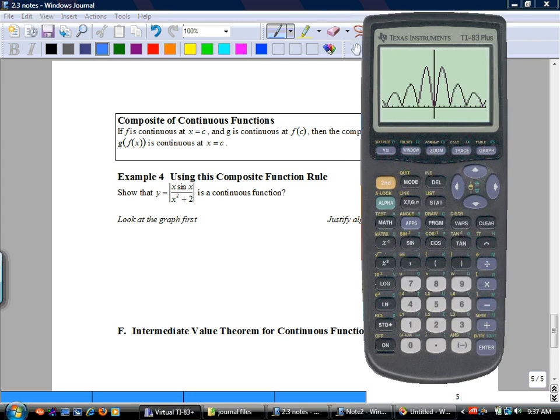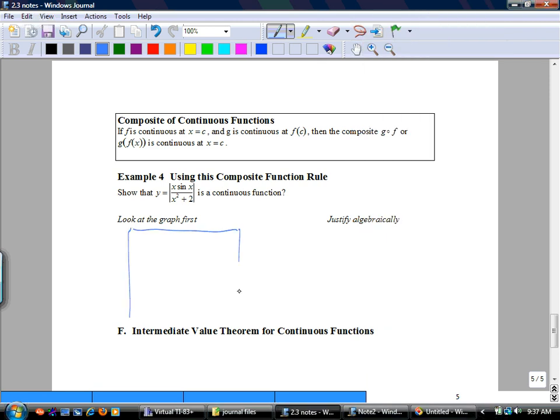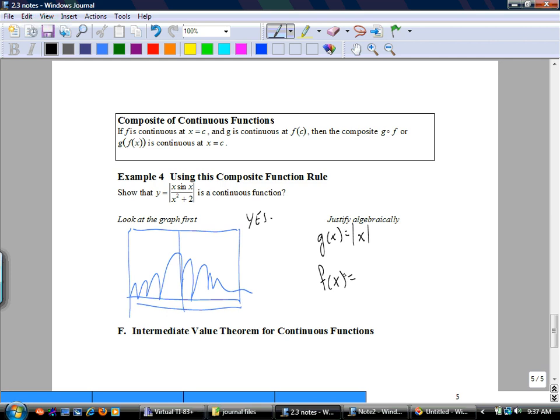Do we agree that the function is continuous? Yes. As we saw the calculator draw it, it didn't lift its pencil up. So is it continuous? Yes, it is. Okay, justify algebraically. There are two functions here. We can call g of x the absolute value of x, and we can call f of x x sine x over x squared plus 2.